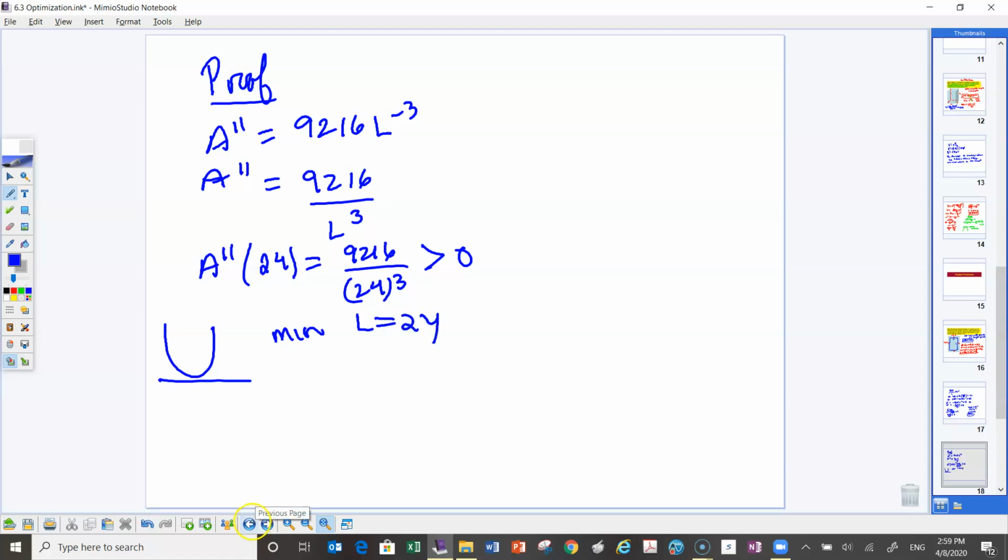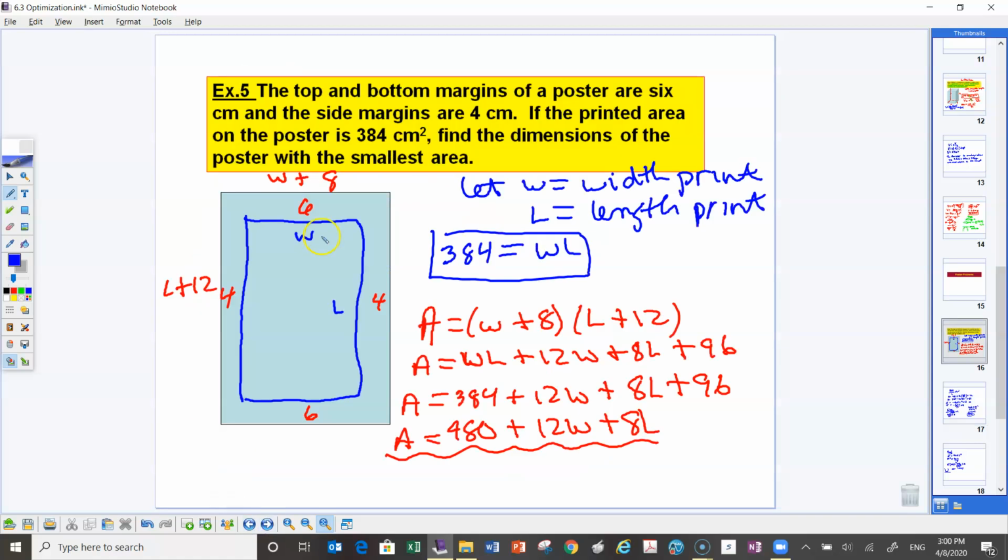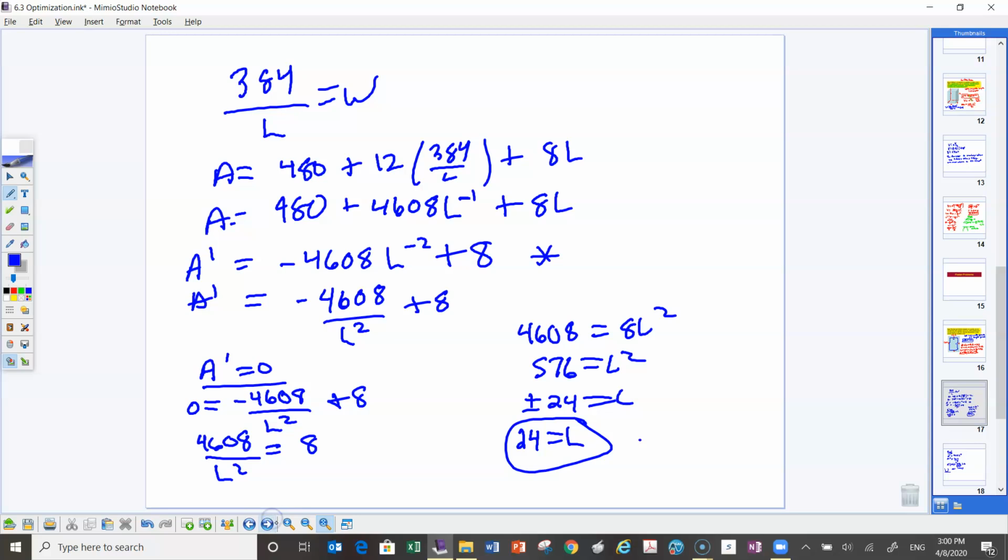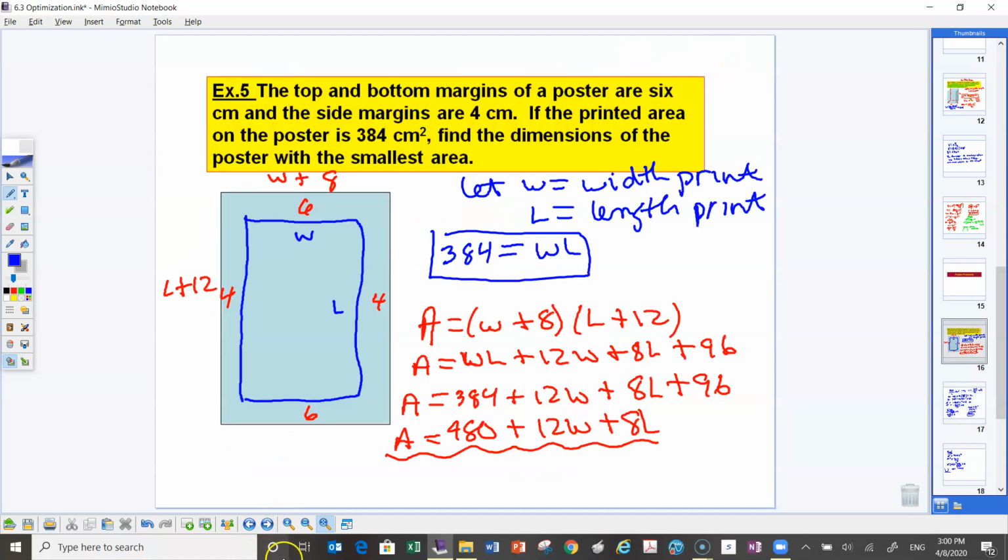So now I can figure out the W. W is going to be 384 divided by 24. And that works out to be 16. So I know that the width of the printed part is 16 and the length of the printed part is 24, but we want the dimensions of the entire poster.